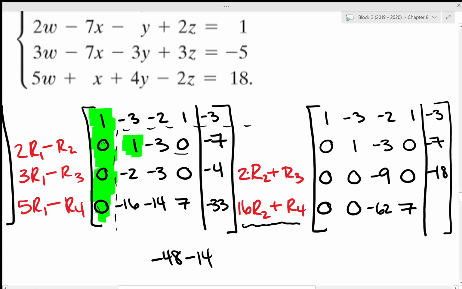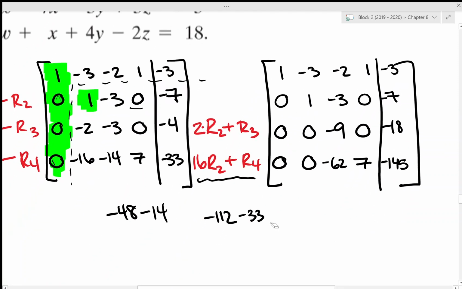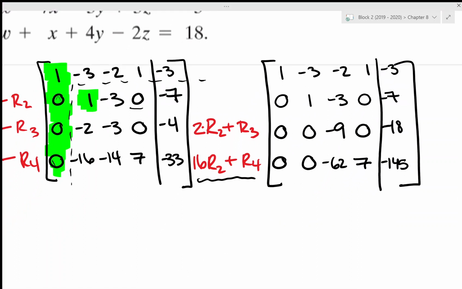And 16 times negative 7. Okay, let's see what that is. 16 times negative 7 is negative 112. Then I'm going to add it to negative 33, and I get negative 145. Let me make this a little bigger. 145. Okay, we're getting there. Remember, one step at a time.